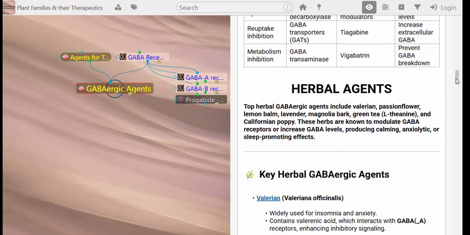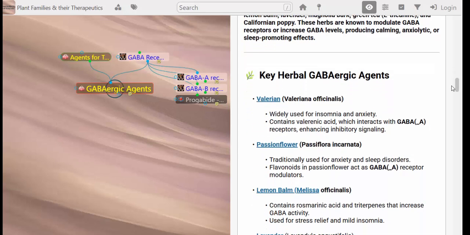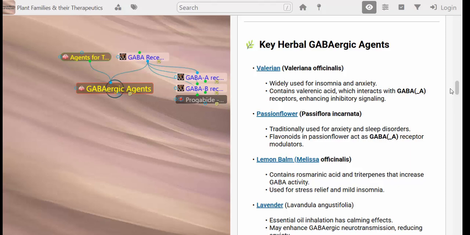The top ones include valerian, passion flower, lemon balm, lavender, magnolia bark, green tea, and in green tea it's the L-theanine component of green tea that's acting on our GABA receptors. Also California poppy. All these herbs are known to modulate GABA receptors or increase GABA levels, producing calming, anxiolytic, or sleep-promoting effects. Here are the key GABAergic agents.